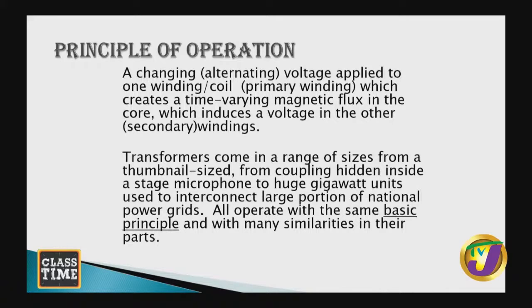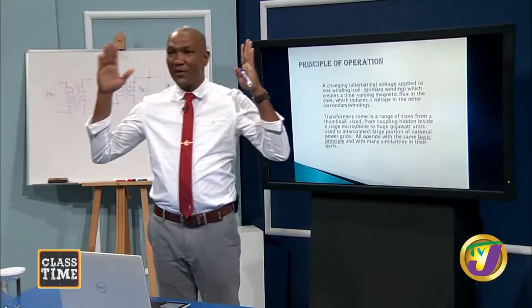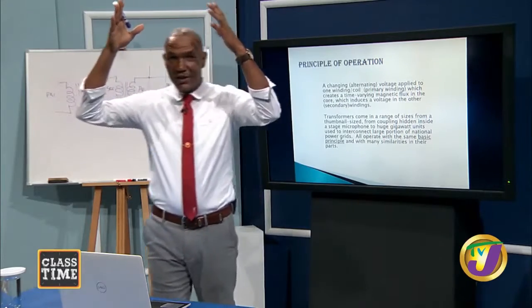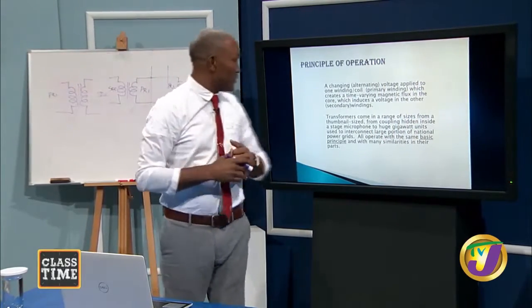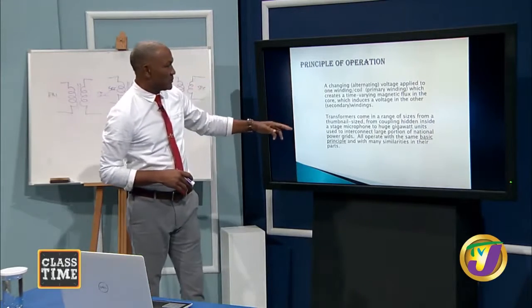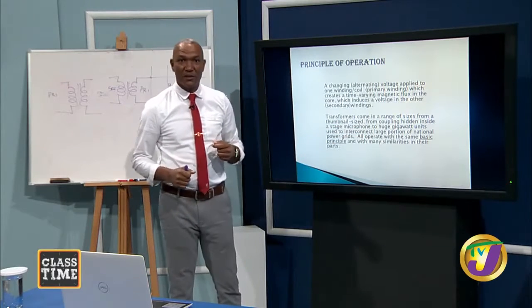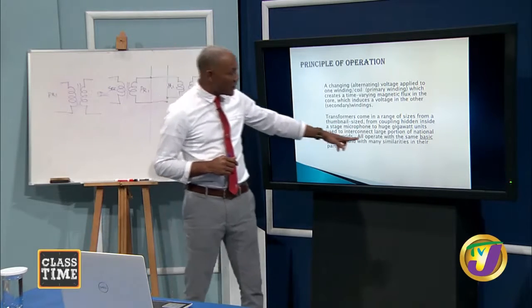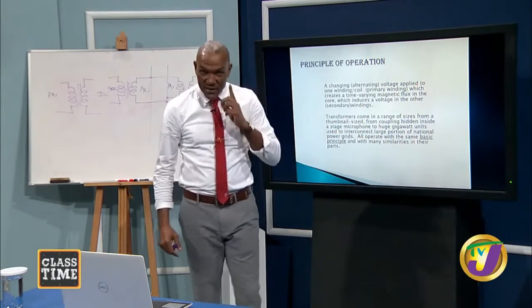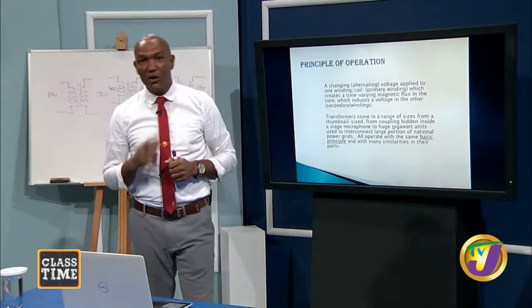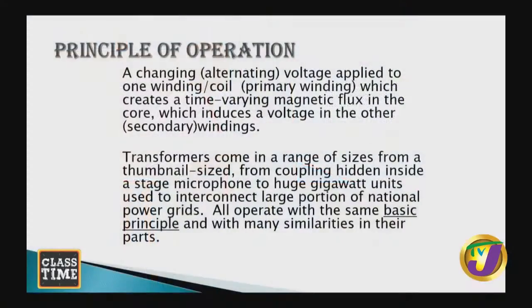Transformers come in a range of sizes, from very small, maybe the size of your fingernail, to very, very huge transformers. And may I just say, those things that you see on your light pole in your area are a perfect example of transformers. There is also coupling hidden inside a stage microphone; think of how small a microphone is. A transformer may be in there. But all of these transformers operate on the same basic principle. That basic principle is called mutual inductance.